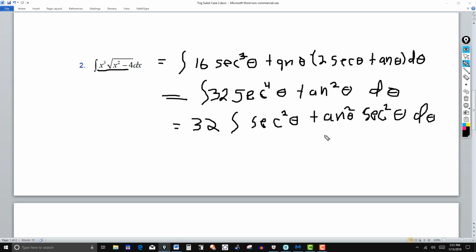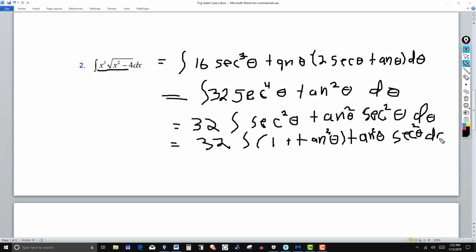Okay, so now what I'm going to do, I'm going to write this in terms of tangent, because again I'm going to use a u substitution involving tangent. So secant squared is the same thing as 1 plus tangent squared theta. And that's going to be times tangent squared theta times secant squared theta d theta.